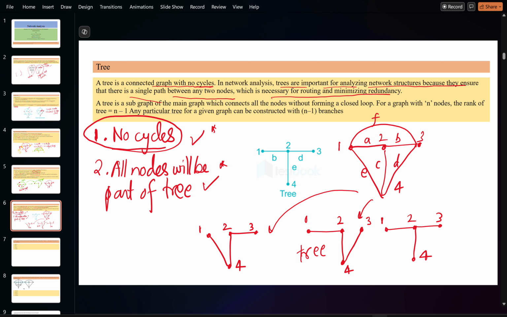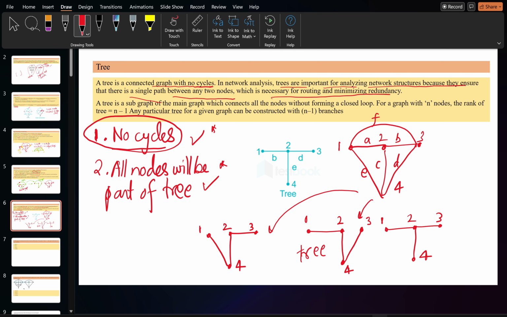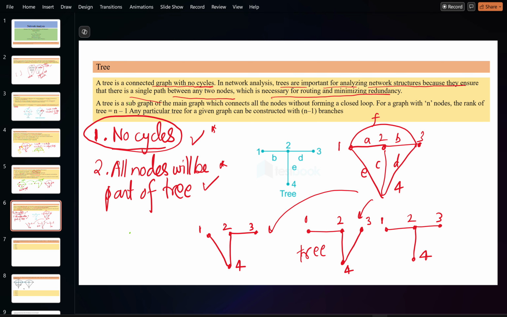Any doubt in this? No, sir. Okay. And also this tree is a subgraph. It is already written in the definition itself. A tree being a subgraph means it's a part of the graph. It does not contain all the edges of that graph, but it contains all the nodes and a few of the branches. So it is a part of that graph and is called a subgraph.